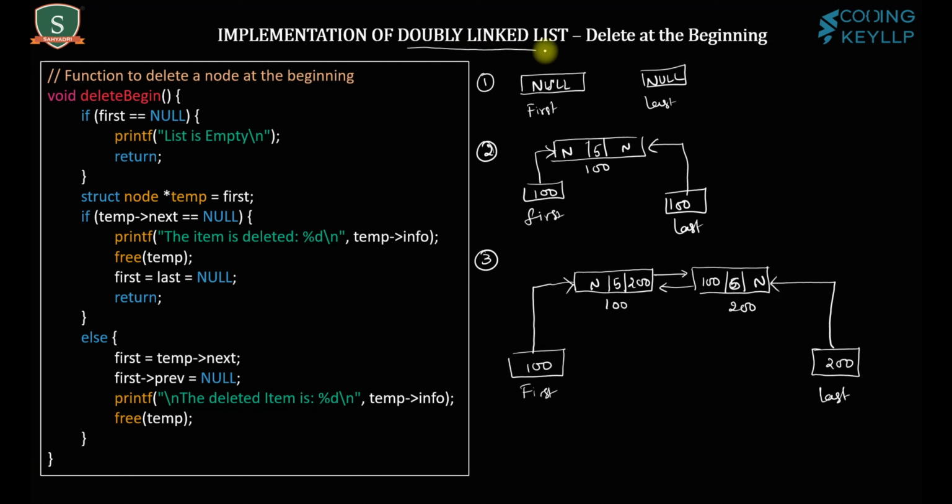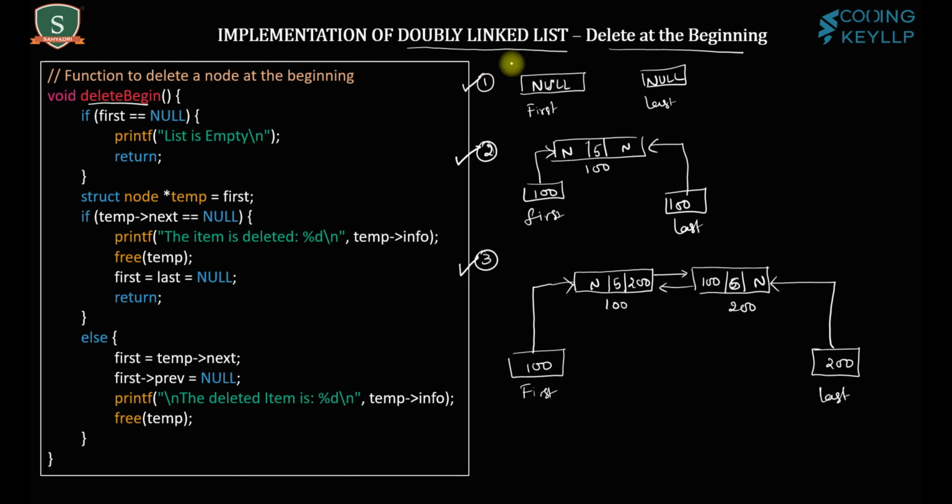Next method in the doubly linked list, delete at the beginning. It has a total of three conditions. The first condition is, what if it is an empty linked list? What if we have only one node in the list? And what if we have more than one node in the doubly linked list? So let us see whether our method serves all the purpose or not.